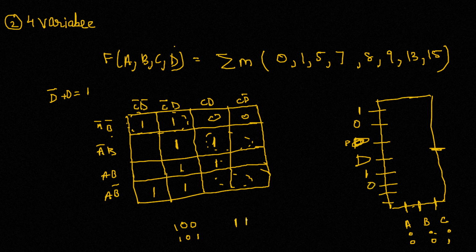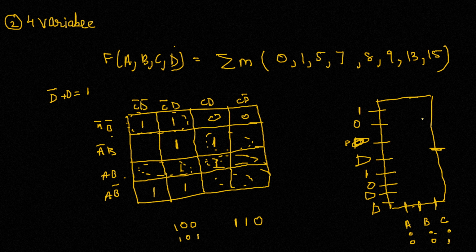Then we have A, B, and C complement. A, B, and C complement is these two boxes, which is giving us only D. So the input for the seventh one is D. And lastly, we have ABC, and we again get D as the input here. So this is the 8 cross 1 mux for this particular four variable function. I mean, the four variable boolean expression.